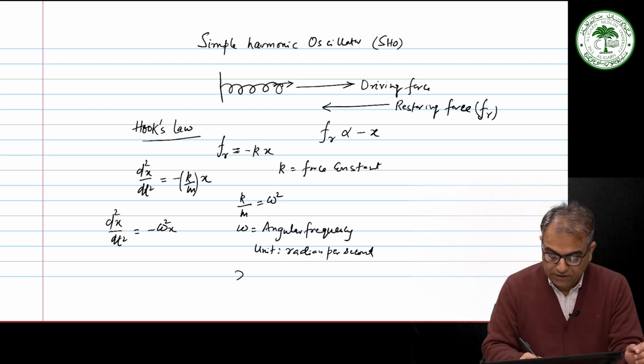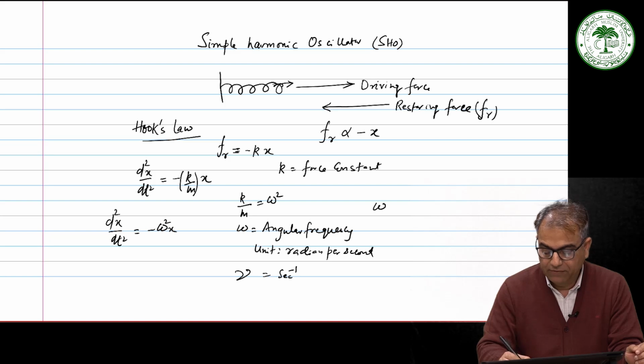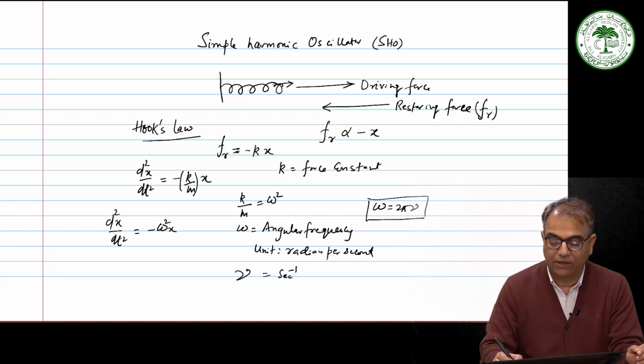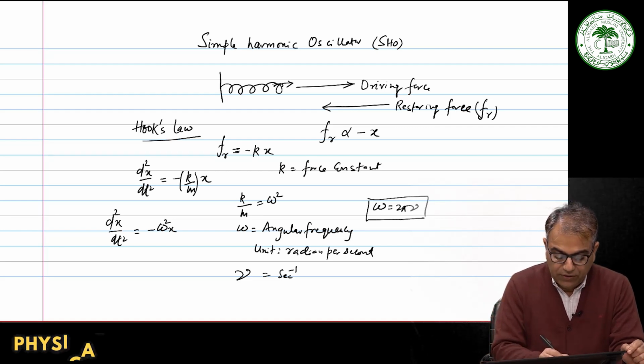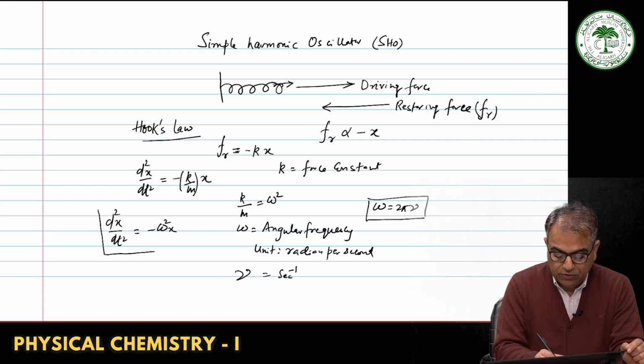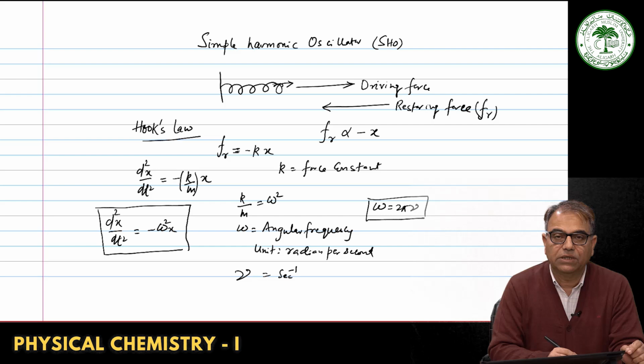And what is the unit of linear frequency? It is per second. Okay. So, in order to make these two dimensionally equivalent, omega becomes equal to 2 pi nu. So, linear frequency and angular frequency are related by this equation. Okay. Now, if you look at this equation, it is very similar to the previous equation which we have done already. It is a double differential equation. So, you need to write a solution for this double differential equation, and that you can do very easily.